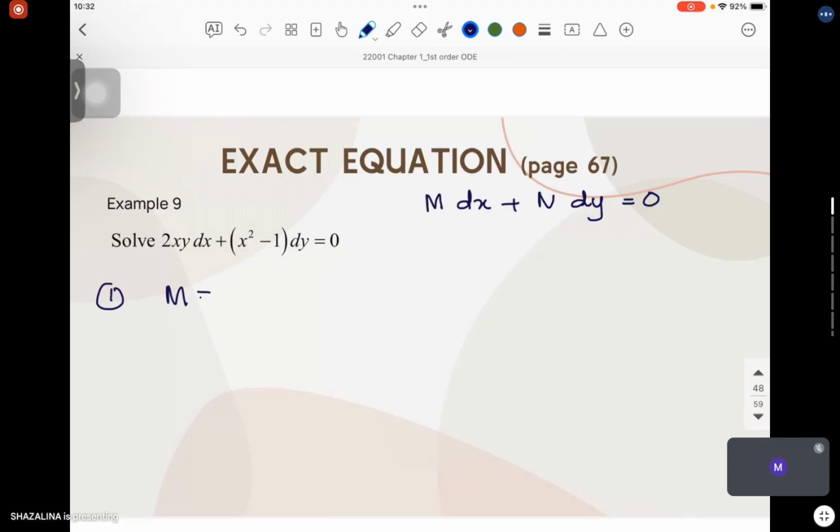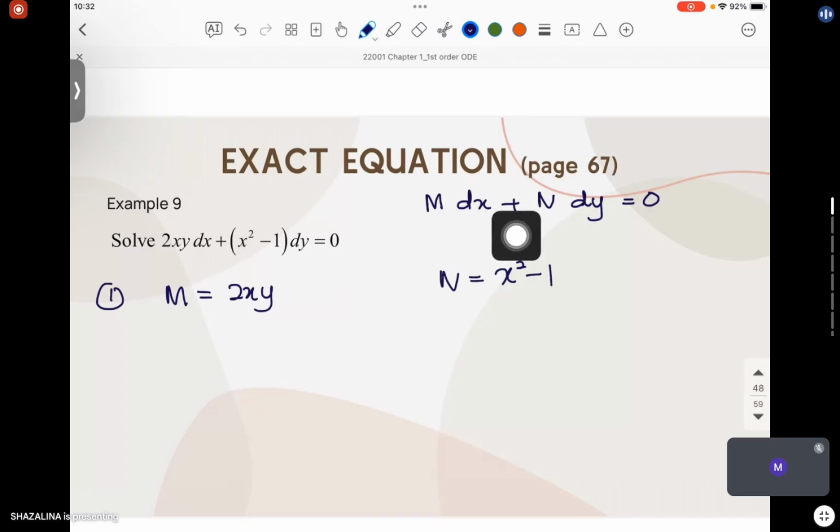Identify M. In this case, our M is the term for dx, so dia adalah 2xy. And identify N. In this case, N is the term for dy, so x squared minus 1.